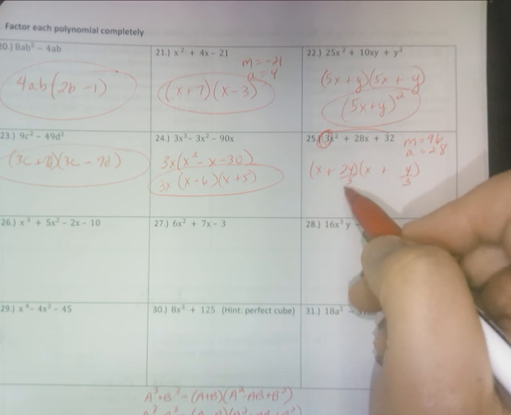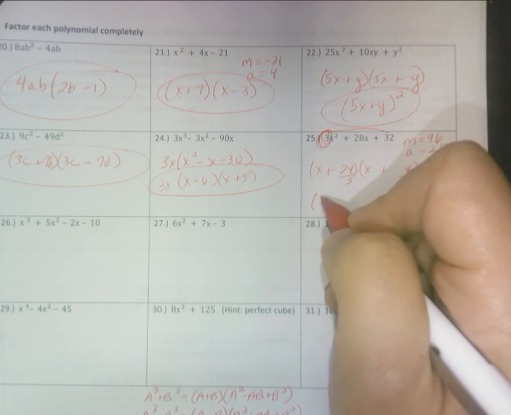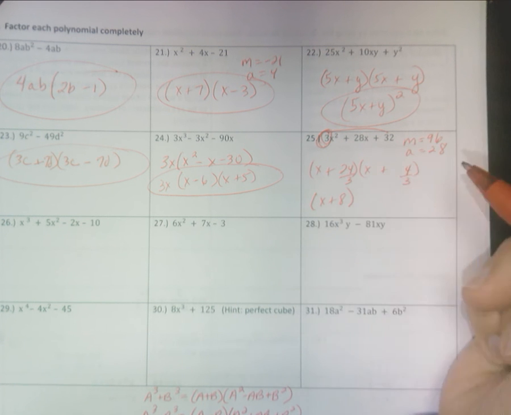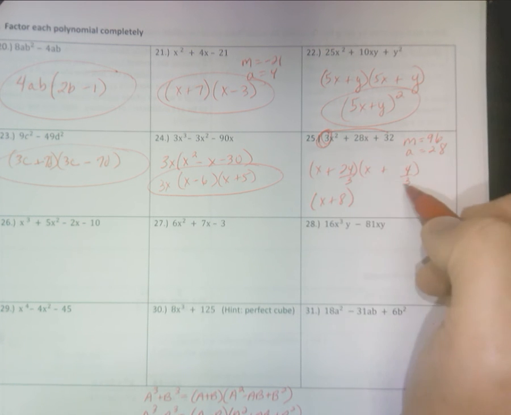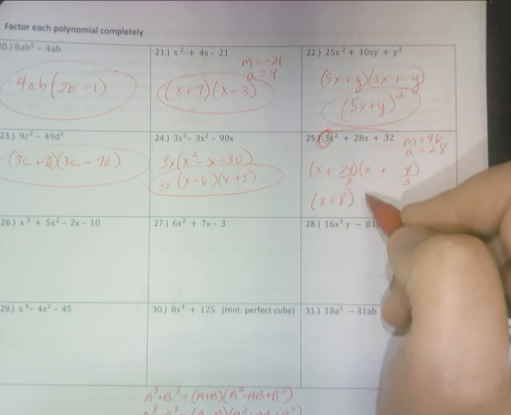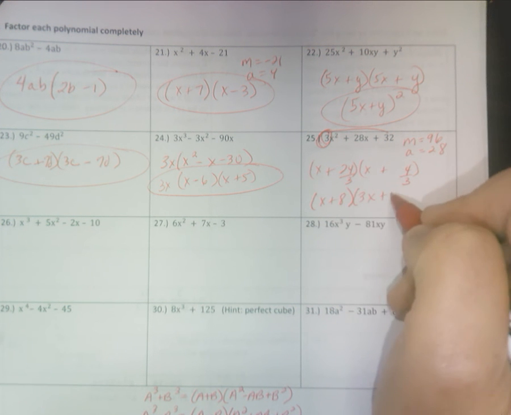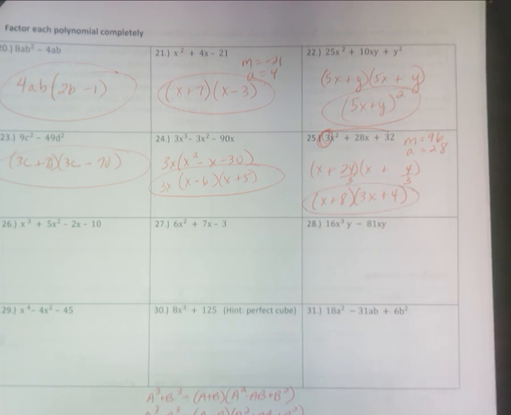Now, see if it can reduce. So 24 divided by 3 is 8, so x plus 8. And then this one, you would bring the 3 in front of the x. So 3x plus 4.